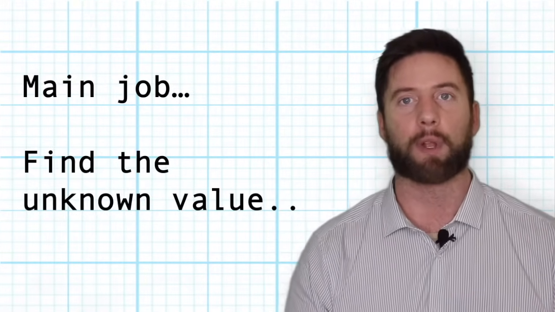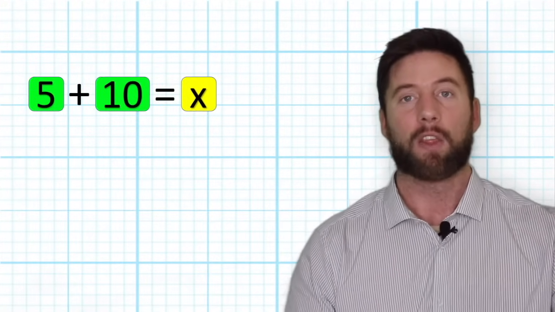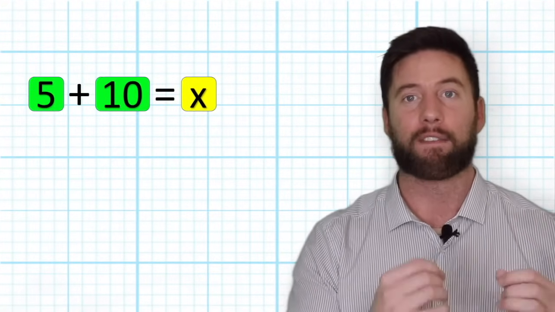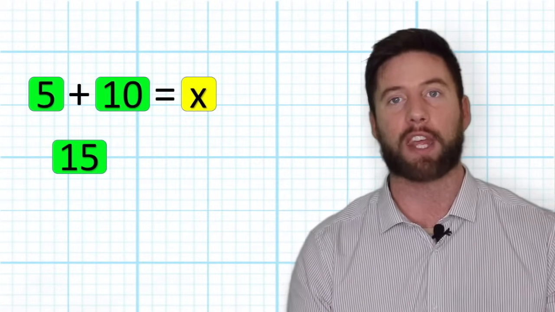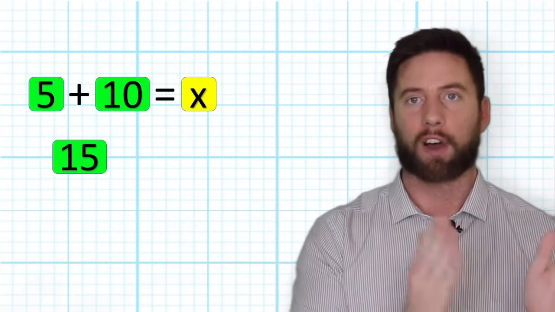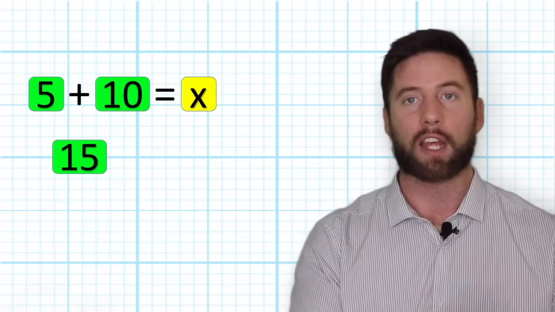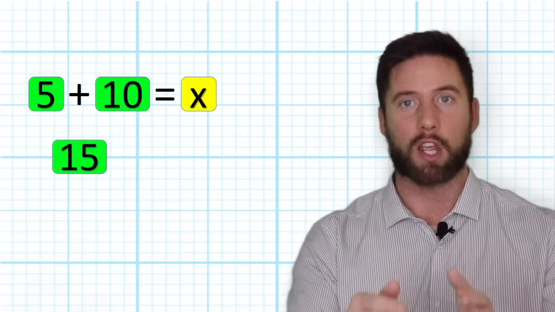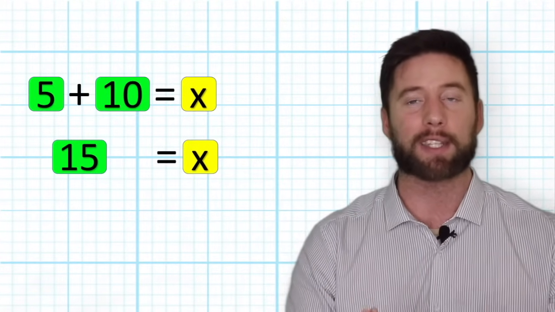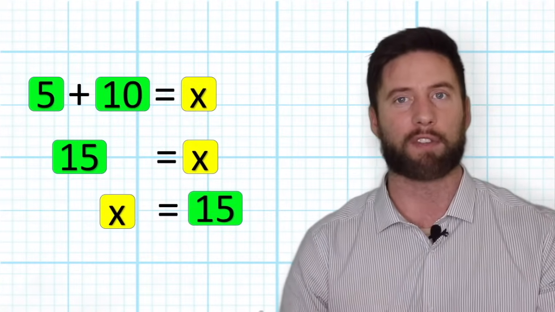One of the main aims in algebra is to solve equations, finding out the unknown value, in this case, X. In this example, it's pretty easy to see that we have got 15. 5 add 10 is 15. And all we need to do is add 5 to 10, gives us 15. Therefore, 15 equals X, which is the same as saying X equals 15.